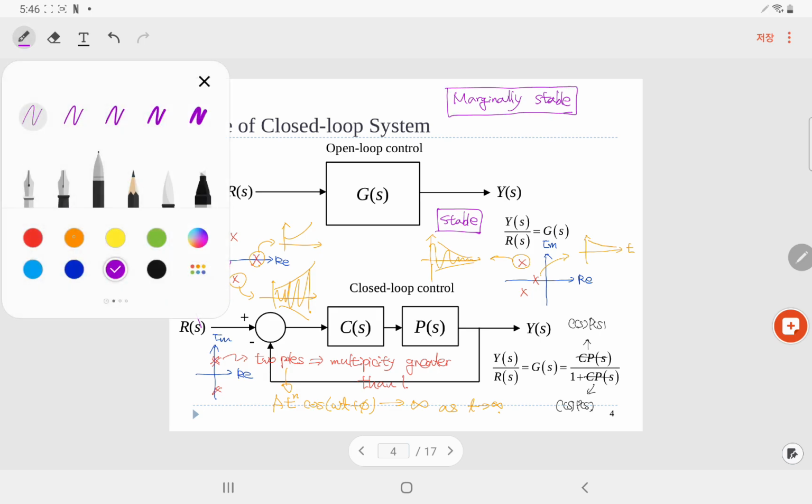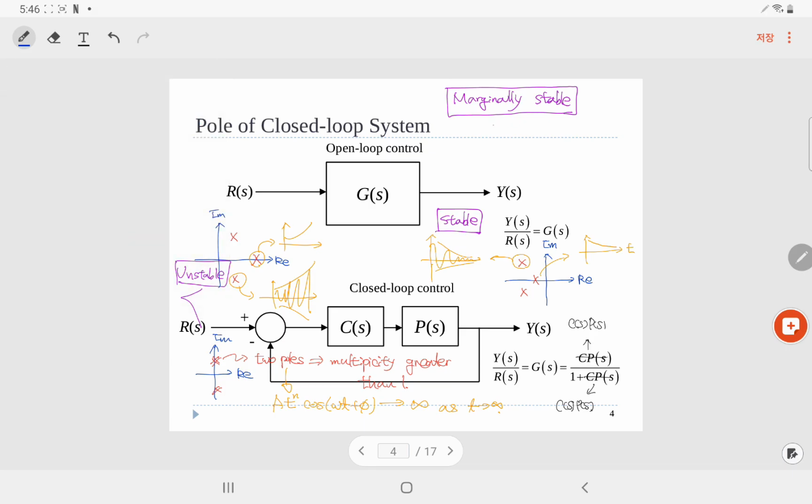A marginally stable system has closed loop poles on the imaginary axis. This is similar to this case, but in this case the closed loop poles have a multiplicity equal to 1. So the marginally stable system has a closed loop transfer function with only imaginary axis poles, and such a pole has a multiplicity equal to 1.